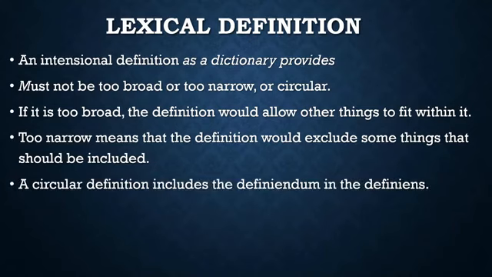And then a circular definition would include the definiendum in the definiens, which is going to be problematic, right? So, for example, if you wanted to define an altruist as someone who displays altruistic behavior, that's circular and that's not very helpful.